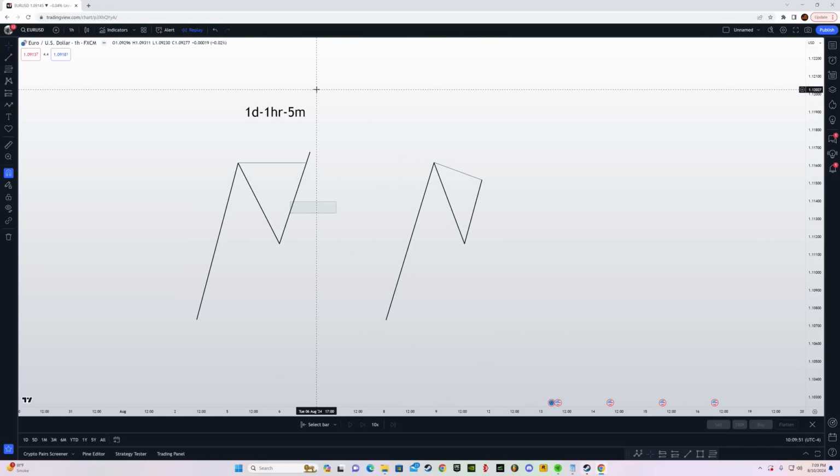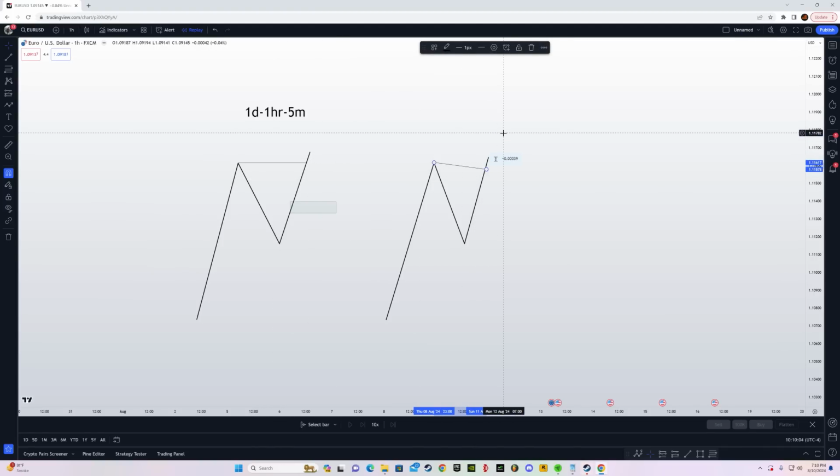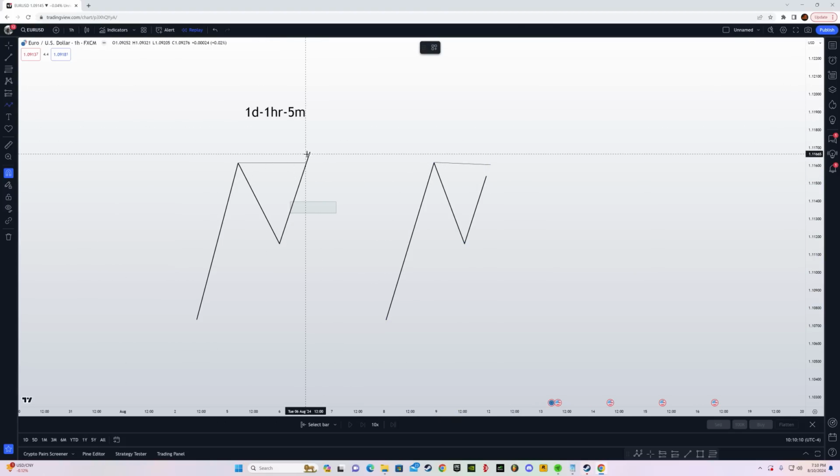So let's suppose that the market structure shift doesn't happen on EU, right? And after some time, price takes out the high on GU as well. And on EU, we didn't get market structure shift. Then that SMT is invalid. However, if price stays below this high, and then we get a 1 hour market structure shift, as soon as that happens, your SMT is confirmed. So that is a perfect SMT. That is confirmation that we are going to go down.